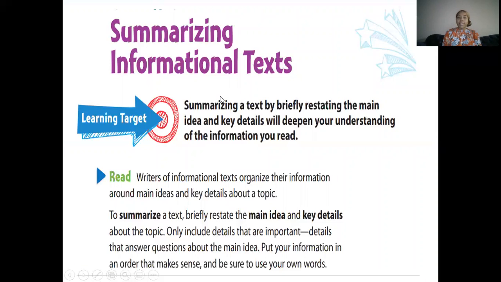Summarizing informational text. Summarizing a text by briefly restating the main idea and key details will deepen your understanding of the information you read. Writers of informational text organize their information around main ideas and key details about a topic. To summarize a text, briefly restate the main idea and key details about the topic. Only include details that are important, details that answer questions about the main idea. Put your information in an order that makes sense, and be sure to use your own words.